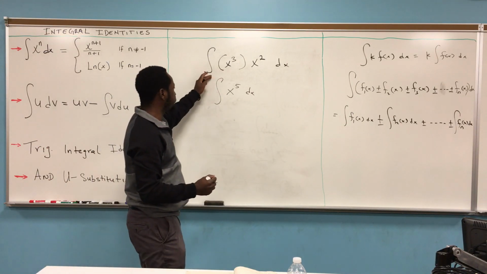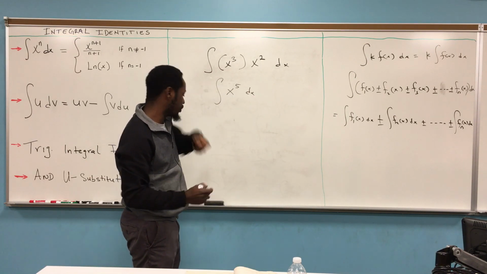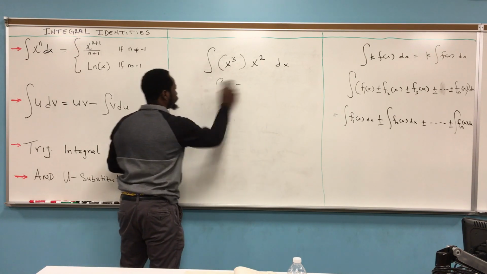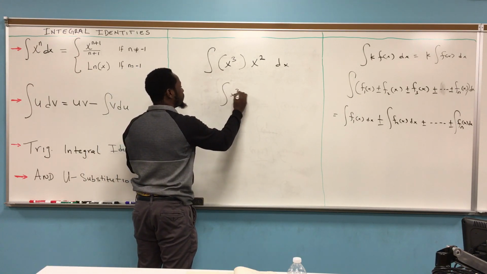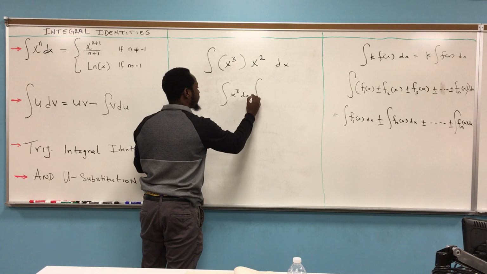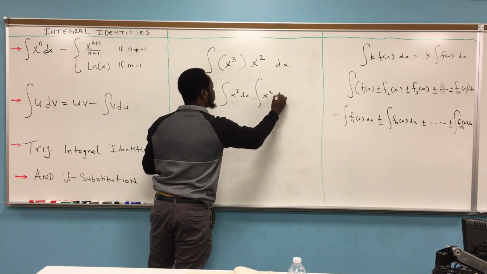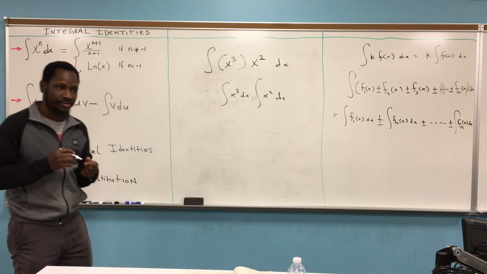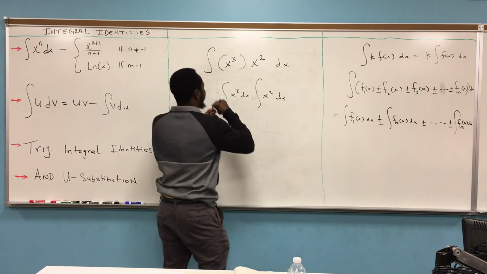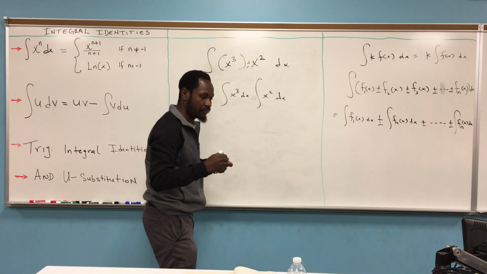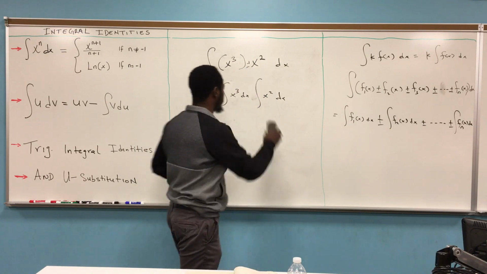So the integral is not distributive over multiplication. So whenever you have the integral of x to the third dx multiplied by x to the second dx, you cannot split it like that. Never make that mistake. You can only do that when it's plus or minus, weak signs. If you have multiplication or division, you cannot do that.